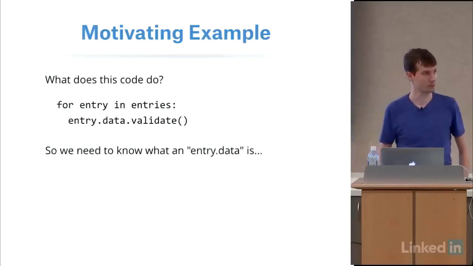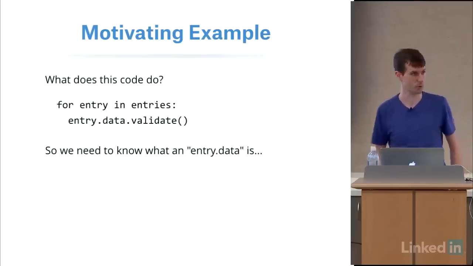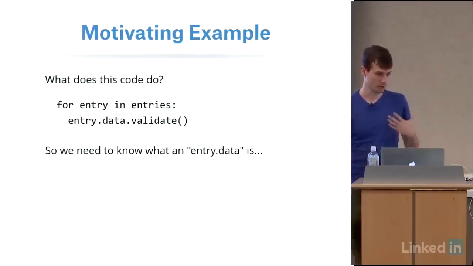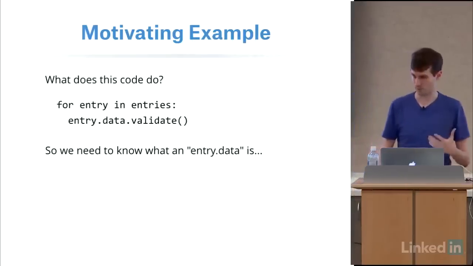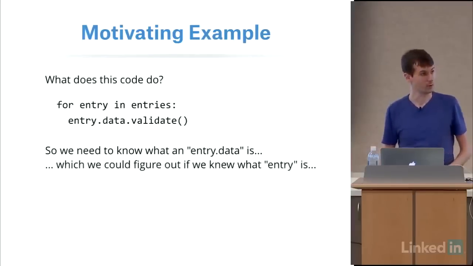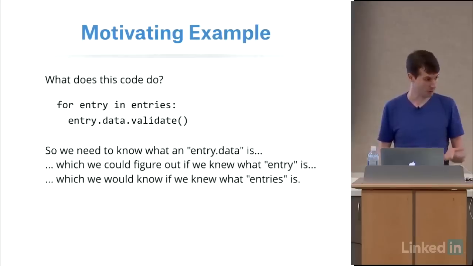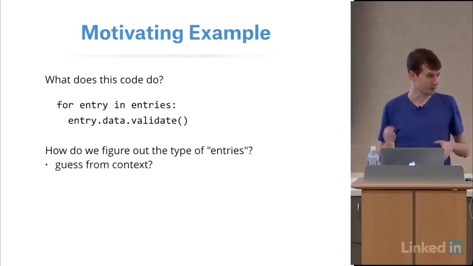That comes down to what type entry.data has. To understand this code, it comes down to what type this expression has. And this is very, very common in my experience of trying to understand what some piece of code does. If you knew what entry is, it'd be pretty straightforward to figure out what entry.data is. And if you knew what entries is, it'd be pretty straightforward. So great, what's entries? Well, we could try to guess it from the context of the code around it, see how it seems to be treating it, what it seems to expect this type is likely to be.